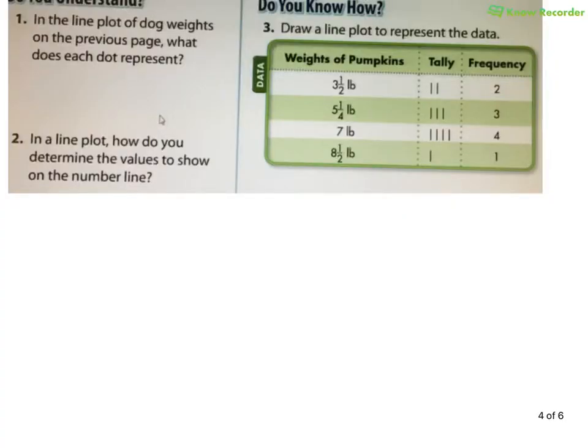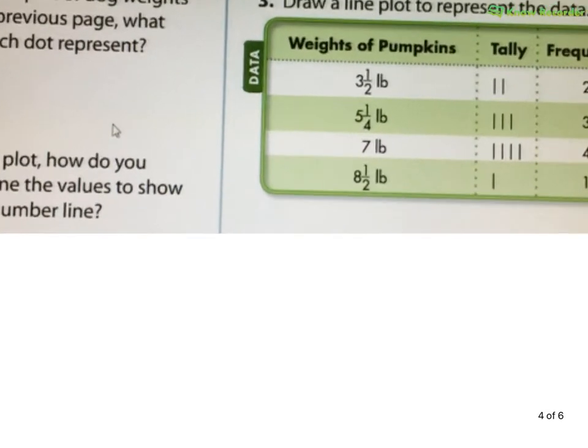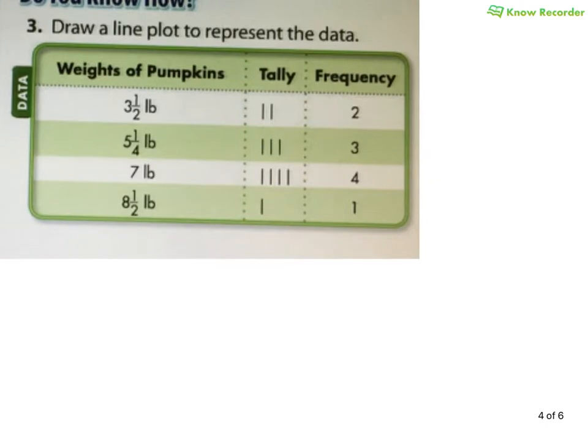All right, I think we spoke about 1 and 2 already pretty well. So let's take a look at number 3. They want me to draw a line plot to represent this data. First thing I'm going to want to do, same thing as always: make sure I have a frequency table, which they gave me, which is beautiful. It's one less step.